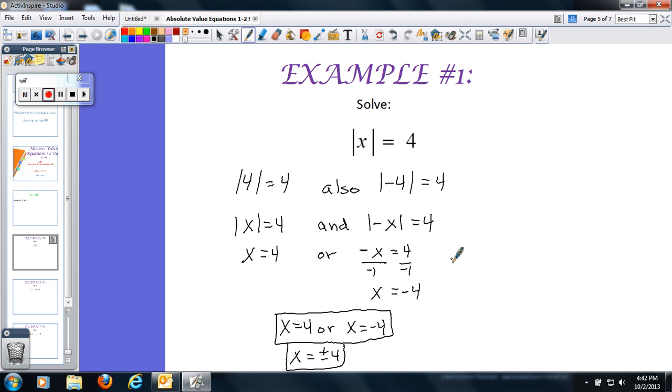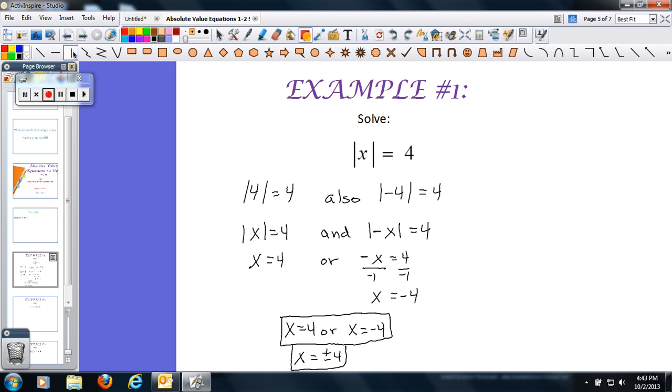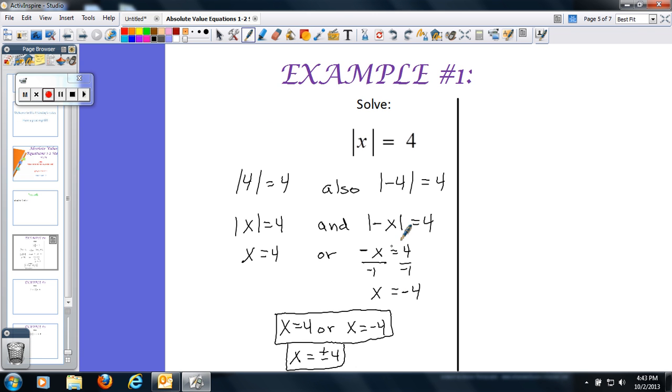Now, here is the rule of thumb. And here is the generalized rule that you can use so that you don't have to do this solving part right here. When you have something like the absolute value of x equals 4, you're going to make two equations. Both equations start the exact same way. The left side is always the same: x equals, x equals. The right side, the first one is 4.